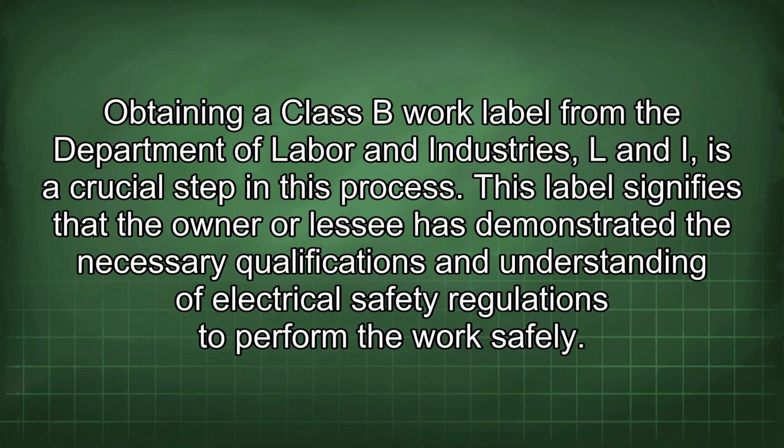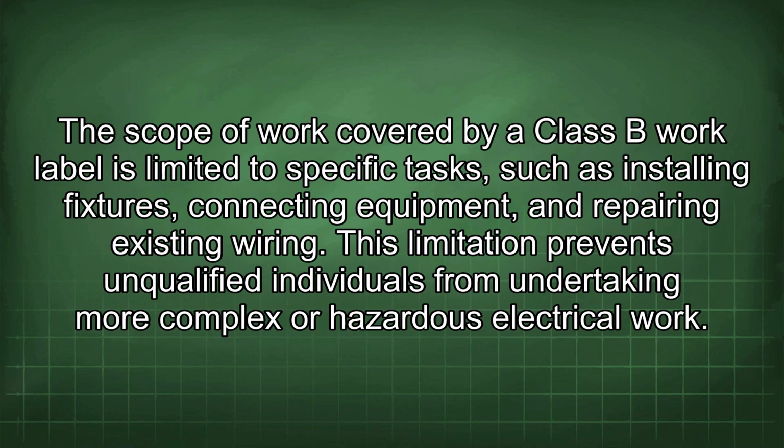Obtaining a Class B work label from the Department of Labor and Industries (L&I) is a crucial step in this process. This label signifies that the owner or lessee has demonstrated the necessary qualifications and understanding of electrical safety regulations to perform the work safely. The scope of work covered by a Class B work label is limited to specific tasks such as installing fixtures, connecting equipment, and repairing existing wiring. This limitation prevents unqualified individuals from undertaking more complex or hazardous electrical work.